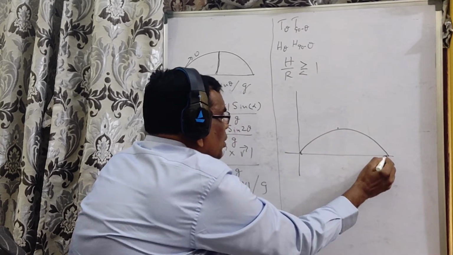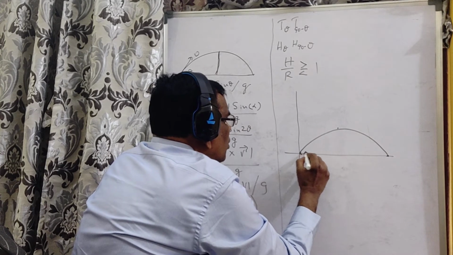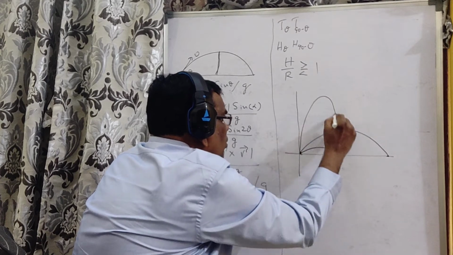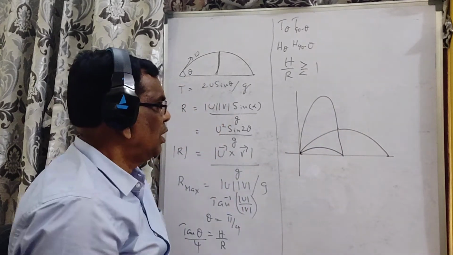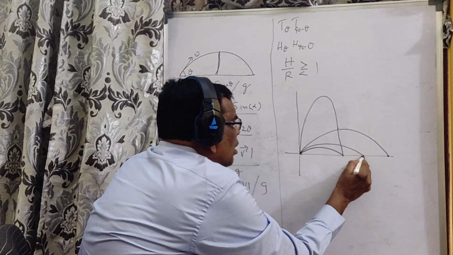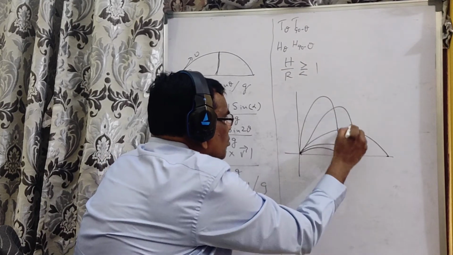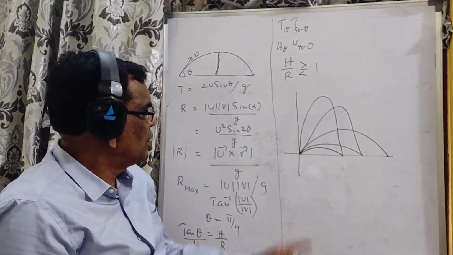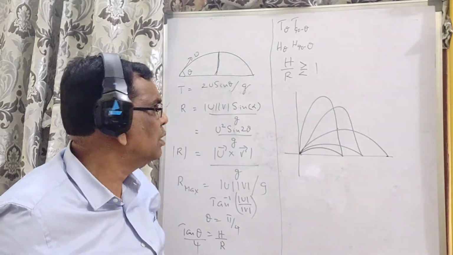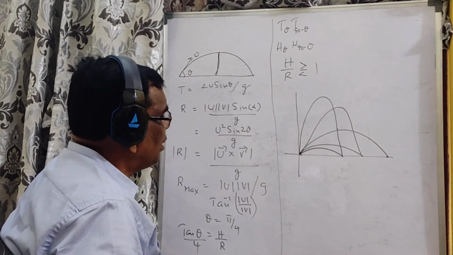This is maximum range. Now, if I do with 15 degrees, likewise these things are bound to be the same. Now you can see the ranges are same here. This is the maximum range, right? So this is all pertaining to H and R.